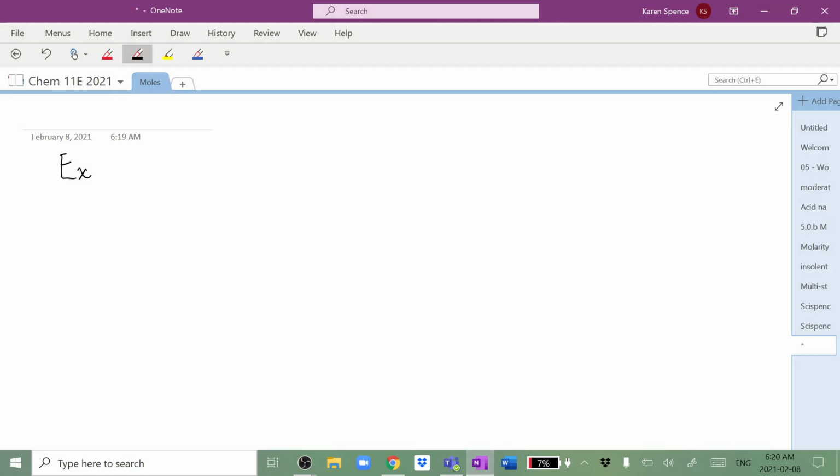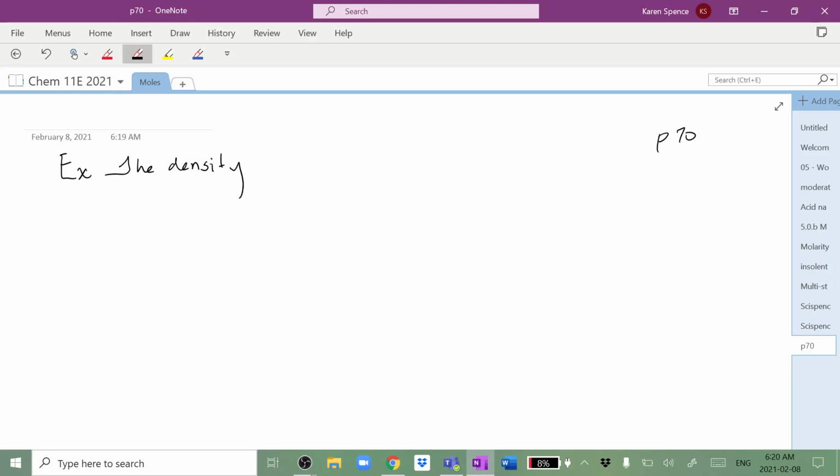Hello, here is another couple of examples using density and moles. These are a little more complicated. The density of water, these are on page 70.